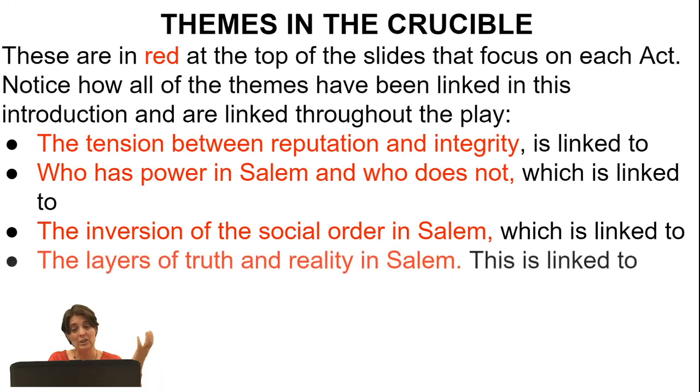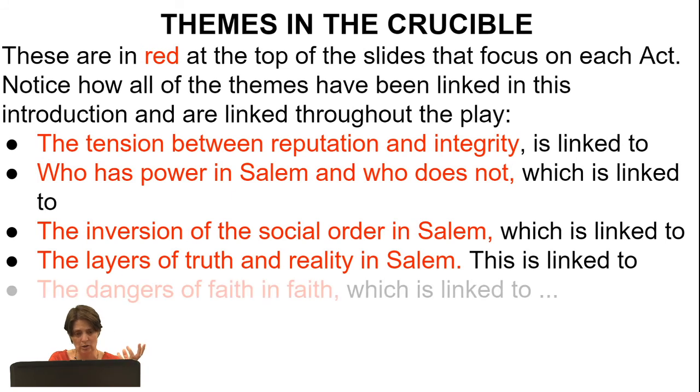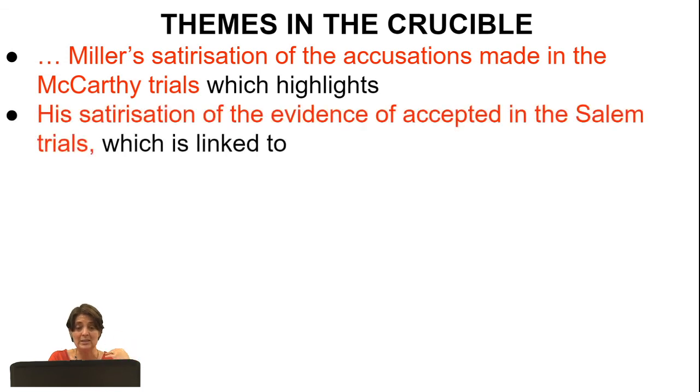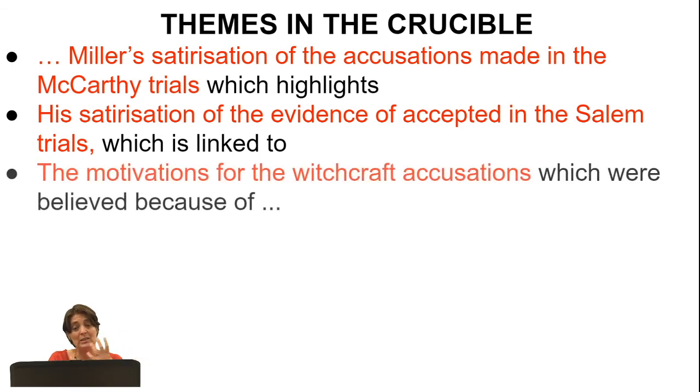That inversion happened in Salem, and is linked to layers of truth and reality in Salem, because obviously people with no integrity were manipulating the truth. It's linked to the dangers of faith in faith, and I would argue the dangers of faith in ideologies and patriotism as well, which is linked to Miller's satirizing of the accusations made in the McCarthy trials. And he uses that to highlight how he satirizes the evidence that was accepted in the Salem witch trials, which is linked to the motivations for the witchcraft accusations.